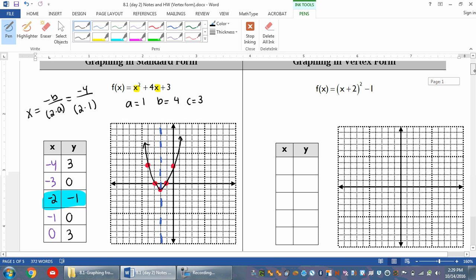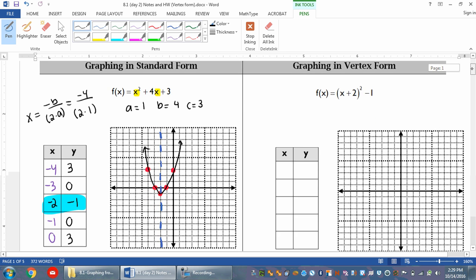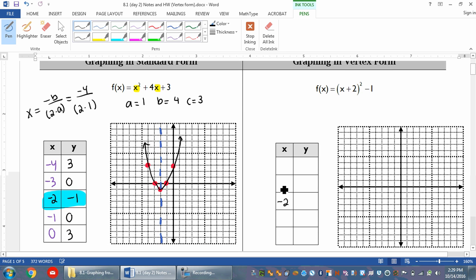Now, what we're going to learn how to do today is graphing in vertex form. Notice that the equations look different. This equation has parentheses, this equation doesn't. What I'm going to do is use the same x values. Don't worry, I will tell you how to get those in a minute. But I'm just going to provide those right now.